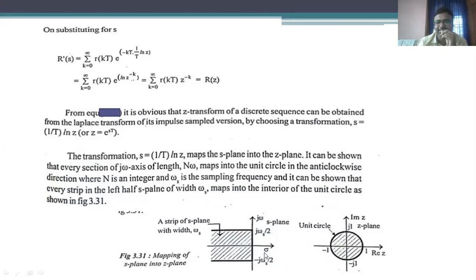We have considered the portion of the S-plane from j omega s divided by 2 to minus j omega s divided by 2. So we have considered this particular portion, and this portion is called a strip of the S-plane with the width omega s, where omega s is called the sampling frequency.